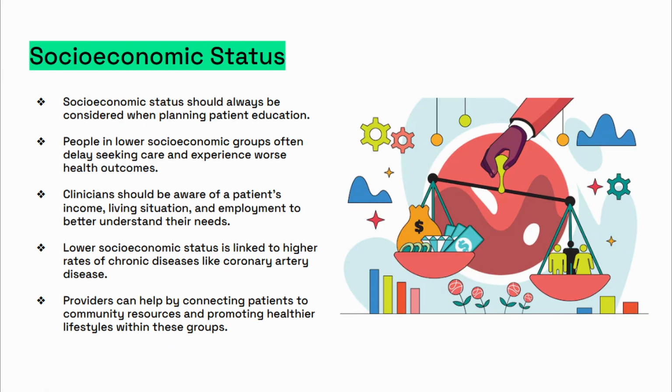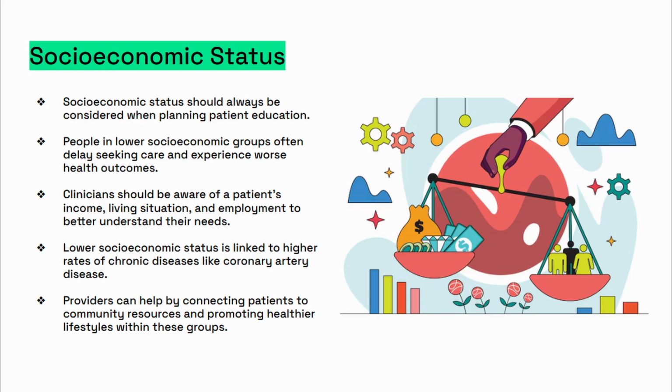Next, we're going to talk about socioeconomic status. When providing patient education, it's important to consider a person's socioeconomic status, since it can strongly affect how they can access and respond to healthcare. Individuals in lower socioeconomic groups are often less likely to seek medical help early, and when they do, it's usually later in the course of their illness. Unfortunately, this can lead to a poorer outcome and even shorter life expectancy compared to those in higher income levels.